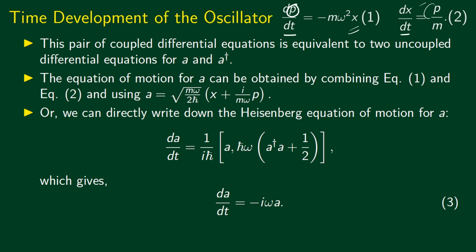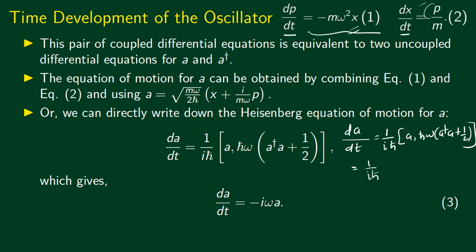You can obtain the differential equation for a by combining these equations in such a way that we obtain the combination a is equal to square root of m omega divided by 2 h bar times x plus ip divided by m omega. But it's easier to just find the Heisenberg equation of motion for a, because according to the Heisenberg equation of motion we know that da by dt is equal to 1 divided by i h bar, the commutator of a with the harmonic oscillator Hamiltonian, which can be written as h bar omega a dagger a plus half. Now this commutator is easy to evaluate.